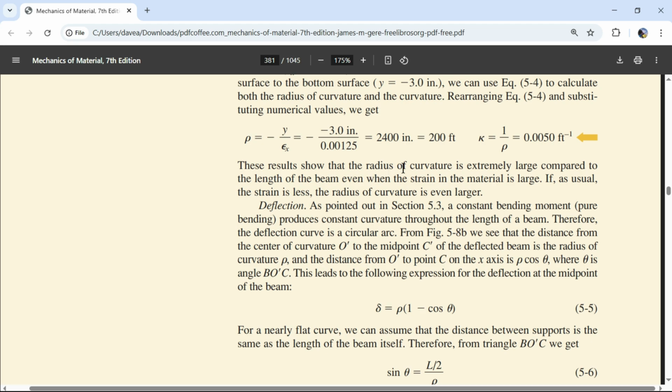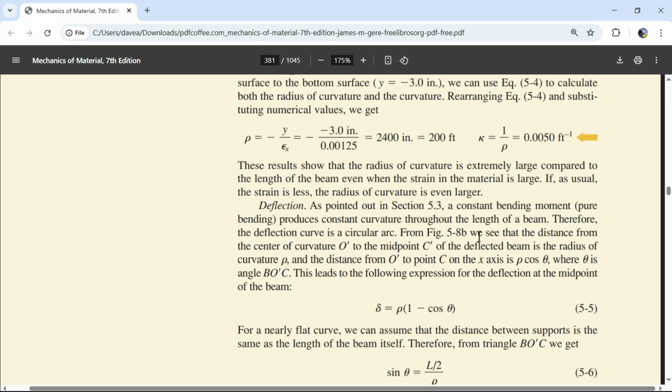These results show that the radius of curvature is extremely large compared to the length of the beam, even when the strain in the material is large. If, as usual, the strain is less, the radius of curvature gets even larger, with lower deflection and lower moments, so you'd have to cut out a bigger paper circle to fit the curve of that bent beam. Deflection. As pointed out in section 5.3, a constant bending moment, pure bending, produces a constant curvature, so it's a portion of a circle throughout the length of the beam. Therefore, the deflection curve is a circular arc.